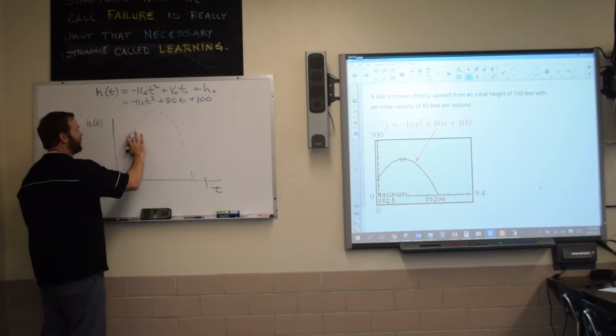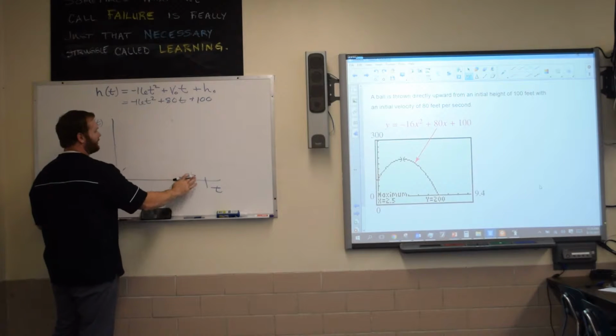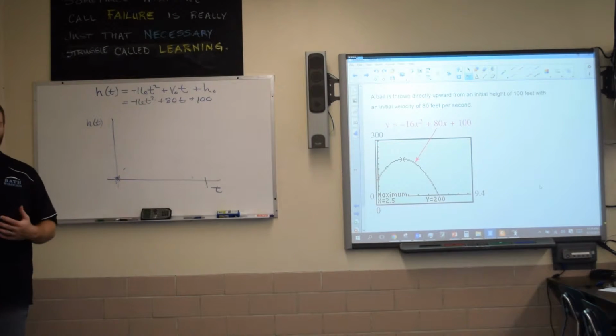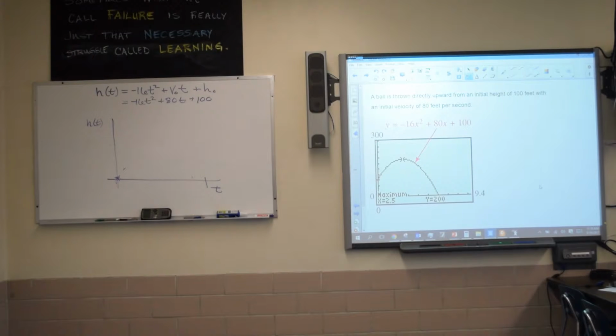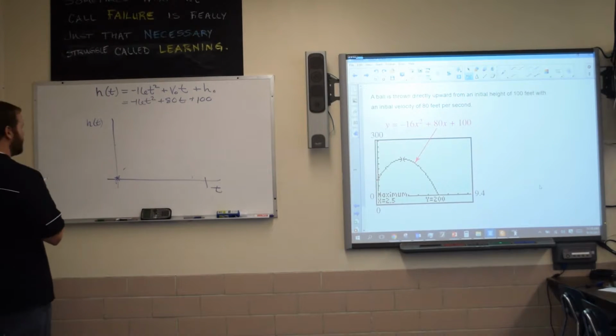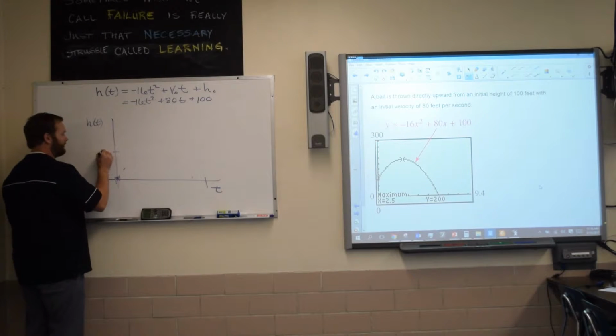Okay? So in the event of graphing this correctly, what would be my y-intercept? What is the height of my ball if t is 0, time zero? 100, right? Okay. So we're at maybe 100 right there.